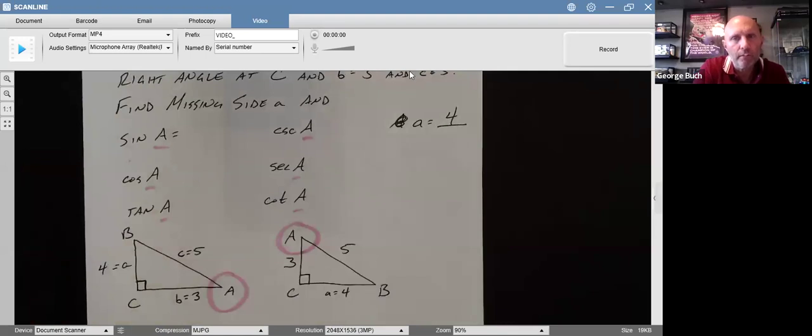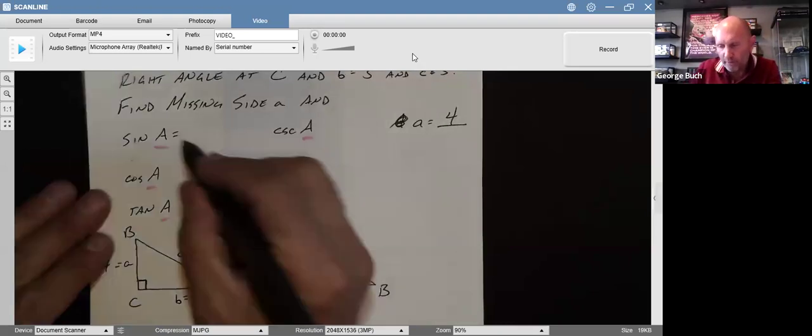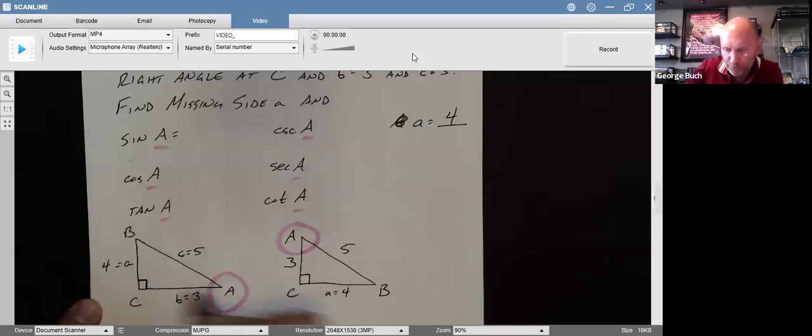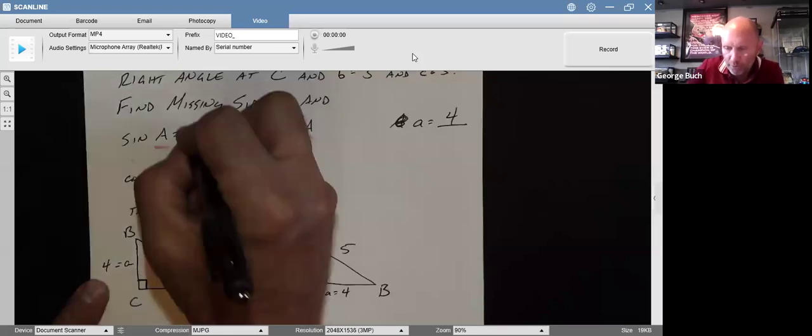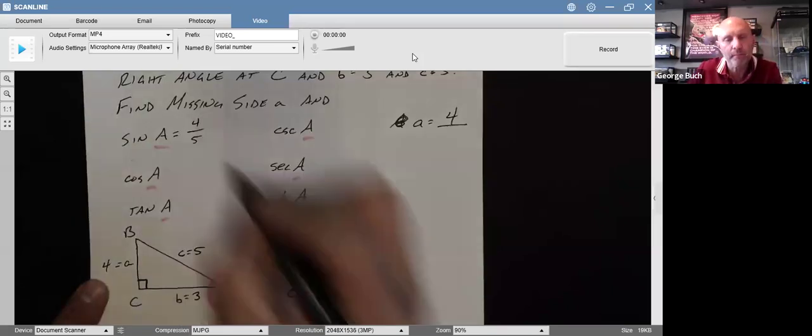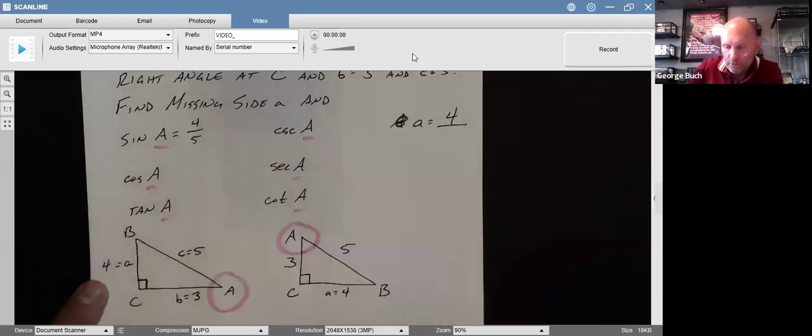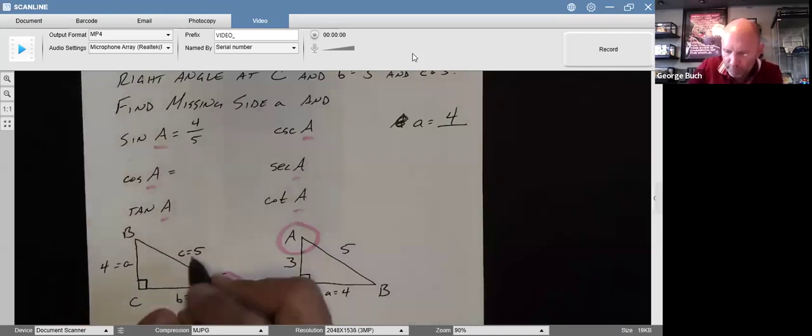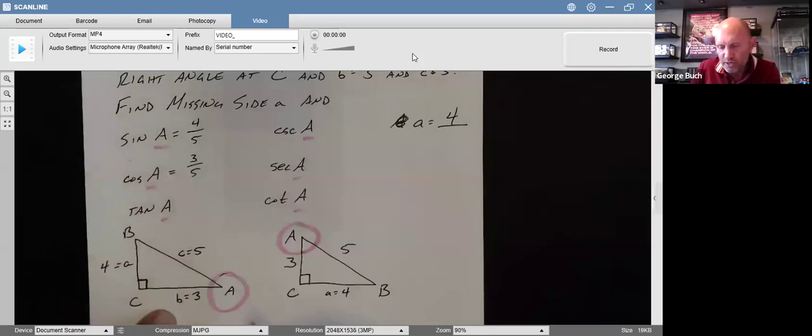Okay. All right. So by SOHCAHTOA, sine is opposite over hypotenuse. From A, opposite is 4 over hypotenuse 5. Cosine of A, so using this angle here, adjacent over hypotenuse, 3/5. Tangent, opposite over adjacent, 4 over 3.